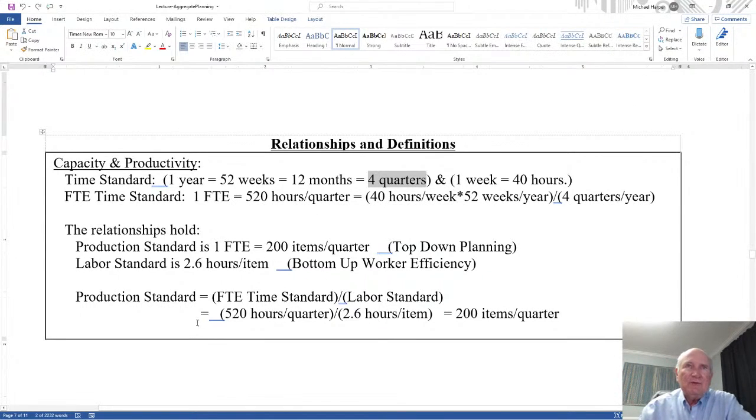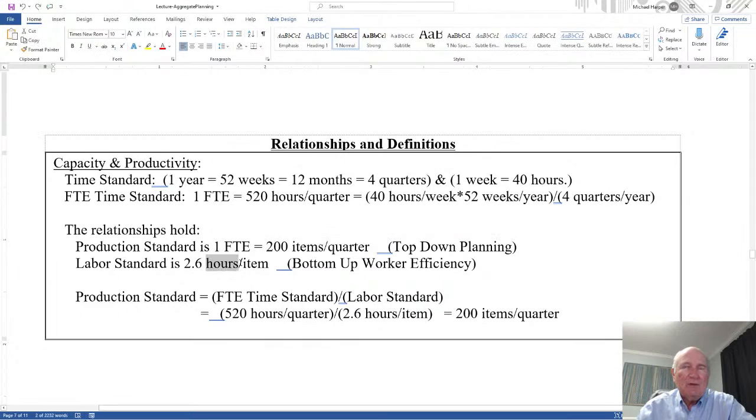Okay, so this relationship holds. We have our production standard here, which is 200 items per quarter. I've already told you that. We've already used that. But I want to introduce another standard, a labor standard, which is 2.6 hours per item. Okay, now notice this is items per time.